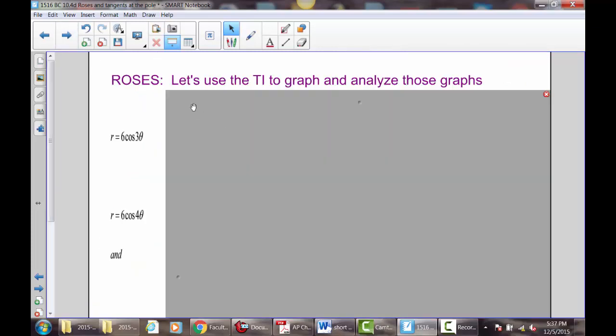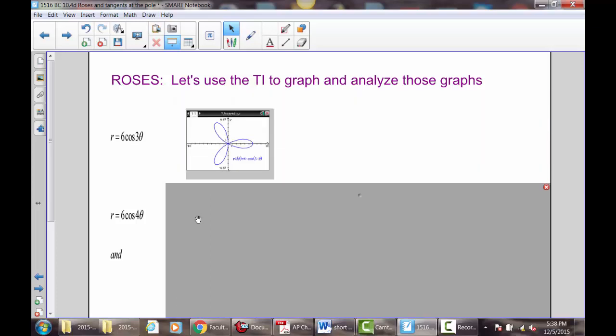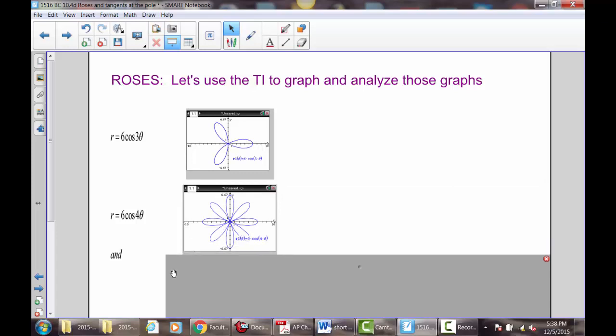Okay, roses. What we're going to do is graph these on the TI and then analyze those. So if you want to try these along with me, you can enter that on your calculator and pause it right now, and this is what you would get. Of course, no surprise, because it involves cosine, it's going to be symmetric with respect to the horizontal axis. Same thing here, it'll be symmetric with respect to the horizontal axis. Now, here you'll notice we have 3 petals to our rose, whereas here we have 8 petals.